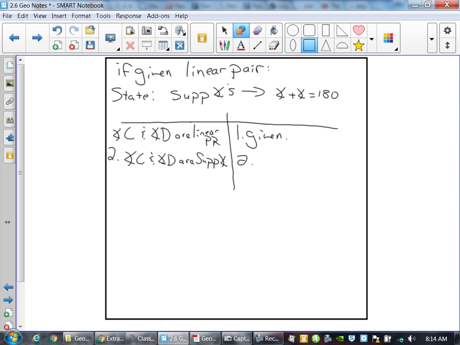Why do you think I should say that? What do you think my reason is going to be? What has been the reason for every one of these so far? Definition of whatever I wrote down here first, right? So what's going to be my definition of what here? Definition of linear pair.